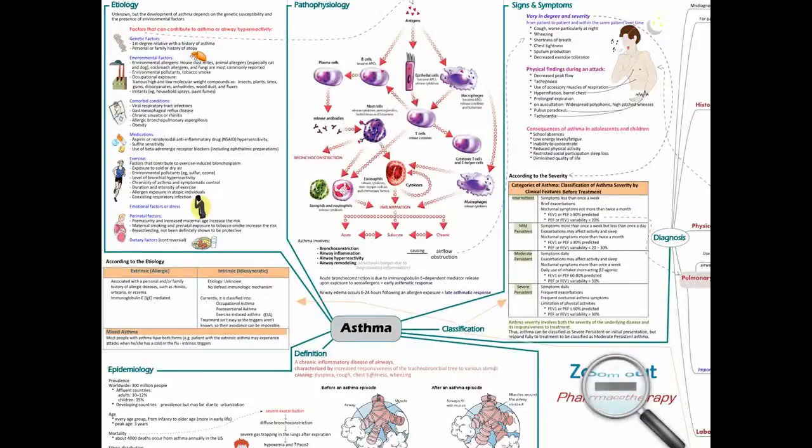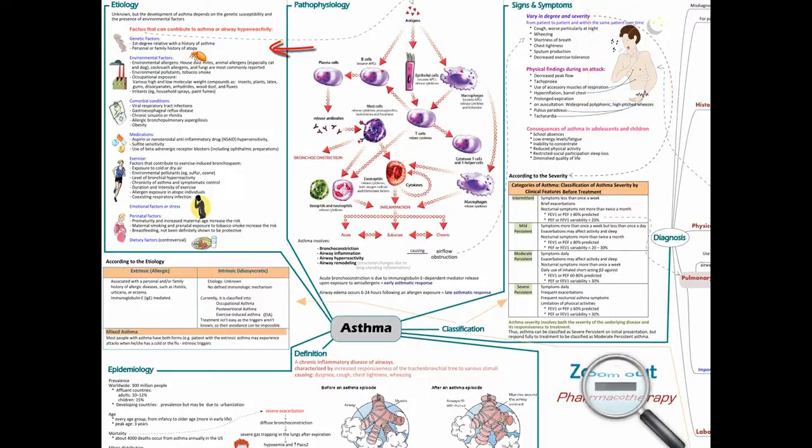Now, let's begin with the definition. Asthma is a chronic inflammatory disease of airways. It's characterized by increased responsiveness of the tracheobronchial tree to various stimuli. This part of the definition briefly mentions the pathophysiology and triggers of asthma. The rest of the definition describes asthma signs and symptoms, which are collected in this image, like cough, wheezing, shortness of breath, chest tightness, and so on.